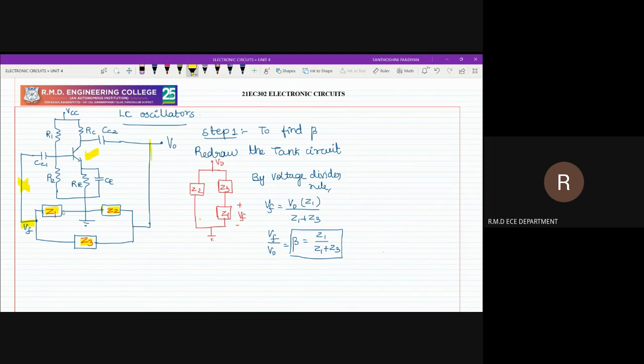If it is a Hartley, both Z1 and Z2 are inductors and Z3 is a capacitor. If it is a Colpitts, Z1 and Z2 are capacitors and Z3 is an inductor. So I redraw the tank circuit alone. Z1 and Z3 will be in series and in parallel with Z2. The first step is to find beta. By the voltage divider rule, Vf equals the total voltage V0 times the corresponding impedance divided by the sum of the impedances. So beta, which we know is Vf by V0, equals Z1 by Z1 plus Z3.